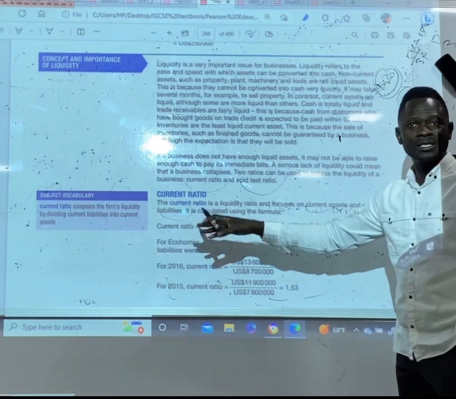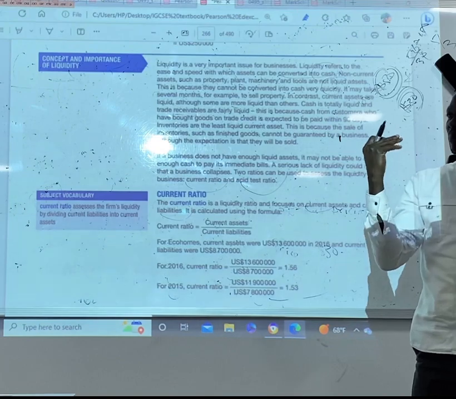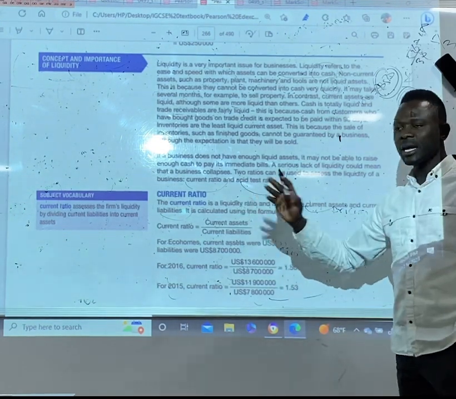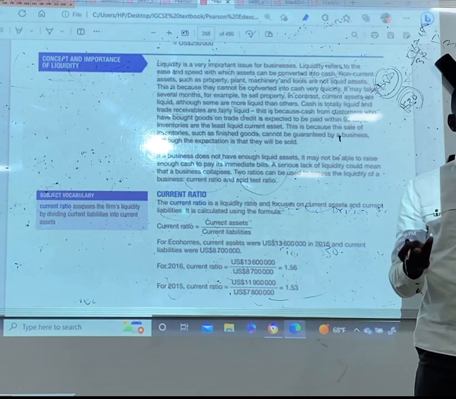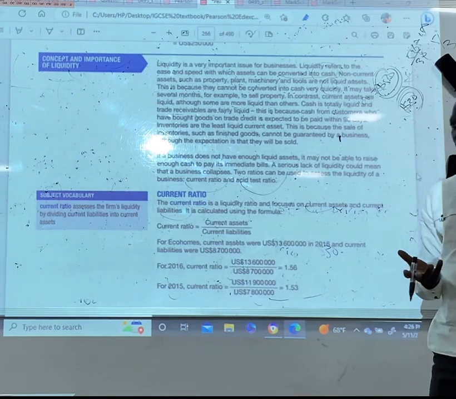What are your current assets? Your stock, debtors, cash, bank. These are your current assets, divided by your current liabilities like your overdraft, your trade creditors, taxes. They are current liabilities. Are they clear?